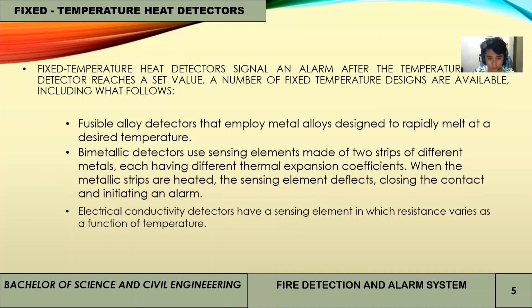Bimetallic detectors use sensing elements made of two strips of different metals, each having different thermal expansion coefficients. When the metallic strips are heated, the sensing element deflects, closing the contact and initiating an alarm. Electrical conductivity detectors have a sensing element in which resistance varies as a function of temperature.